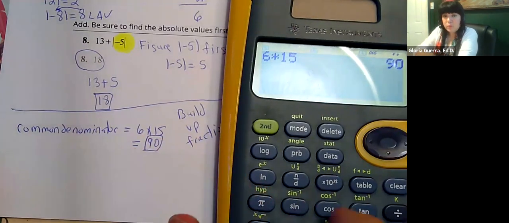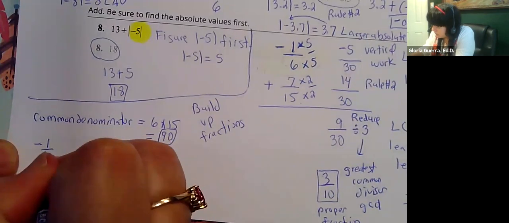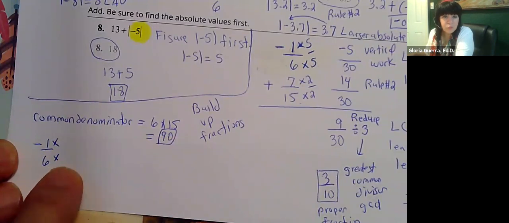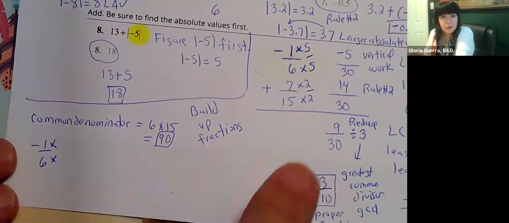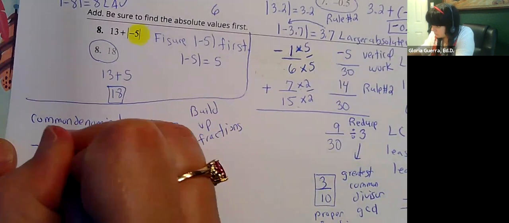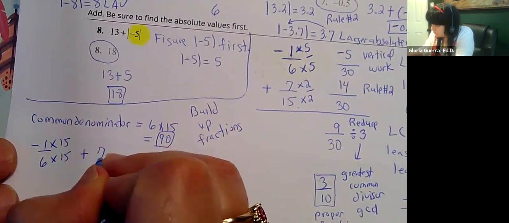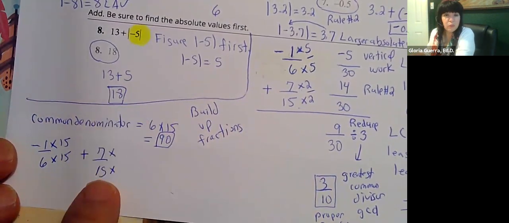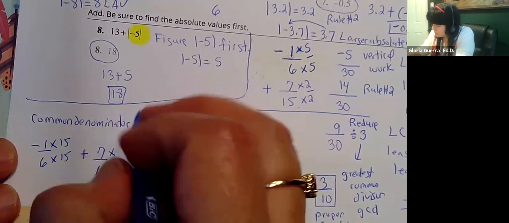And then when you build up your fraction, you have -1/6 times. So here, when you say, okay, 6 times what is 90? It's going to be the other number. See, 6 times 15. These are going to be 15s. Okay, and then plus 7 over 15, and put little times here. So you're saying, okay, 15 times what gives you 90? Well, you see, 15 times 6.